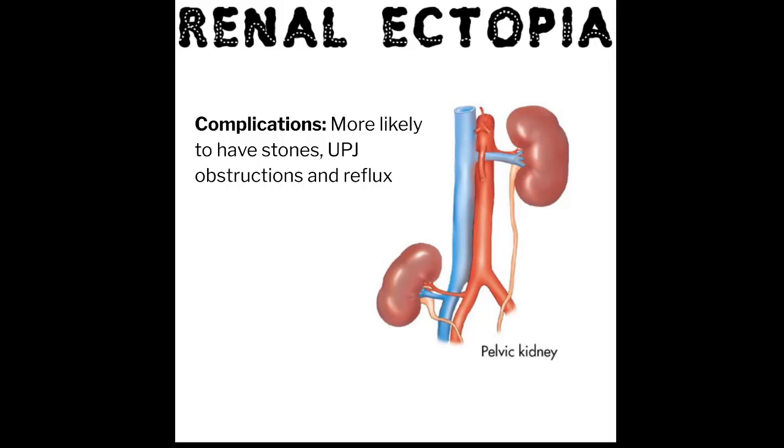Now, because of its location in the pelvis, the renal ectopic kidney is more likely to have stones and UPJ obstructions, which stands for ureteropelvic junction obstruction. And so that's going to be an obstruction somewhere at the ureter and pelvis of the kidney being blocked, and they're more likely to have reflux, and that means urine coming back up the ureter into the kidney.